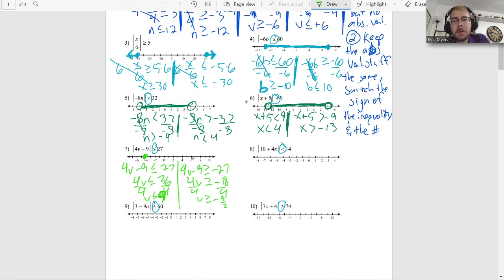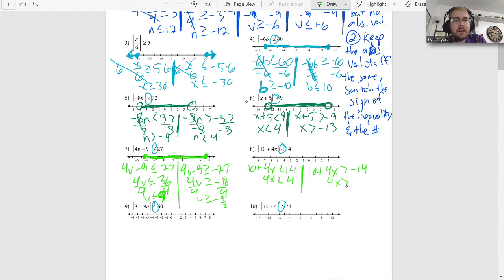Less than 9. Here's 9. Less than or equal to, sorry. So it's in between. And there's the answer to that. 10 plus 4x less than 14. 10 plus 4x, switch, and that's negative. So we're going to subtract 10 on both sides.